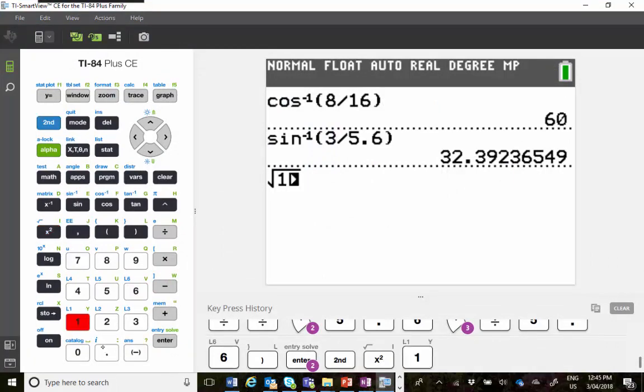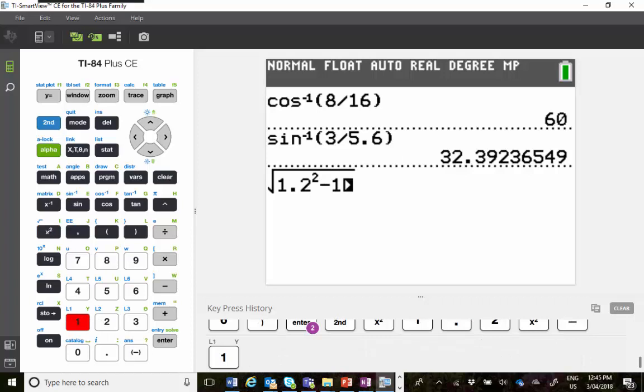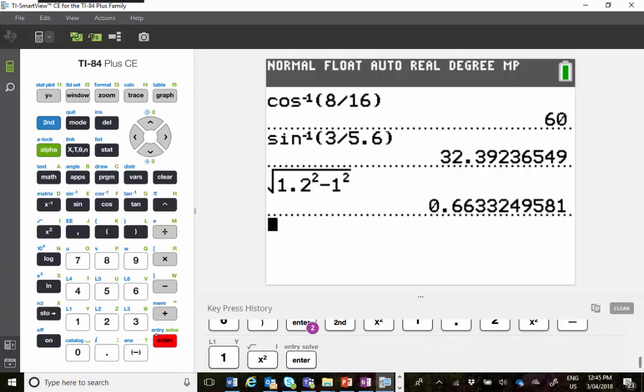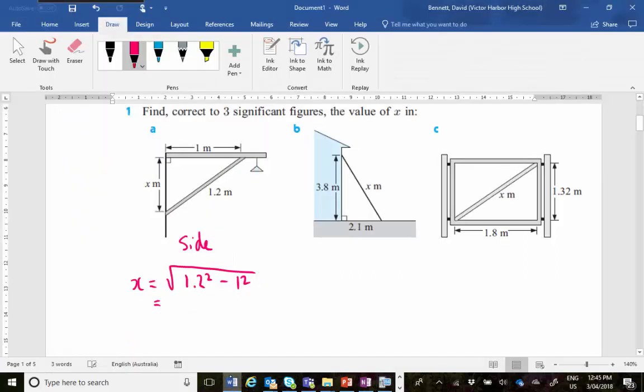So it's always going to be 1.2 squared. In this particular case, when you're finding a side, it always has to be the biggest side squared first, take away 1 squared. So it's going to give you 0.66 of a metre. Does that sound reasonable? Yeah, it has to be smaller than the hypotenuse.